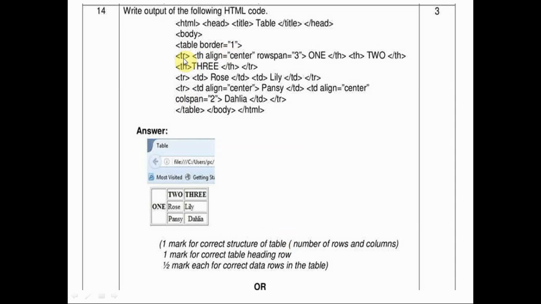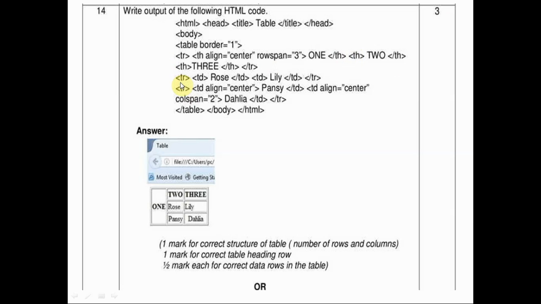Then tr stands for table row, and then there is th, which stands for table header. Alignment is equal to center, rowspan 3, 1, then table header close. So in the table header it will be written as 1, and rowspan 3. Rowspan 3 means 3 rows are merged as one row. The next table header is 2, table header close, and the next table header is 3, table header close, and table row close. So in the first row there will be the second table header, which will be 2, and the third table header, which will be 3.